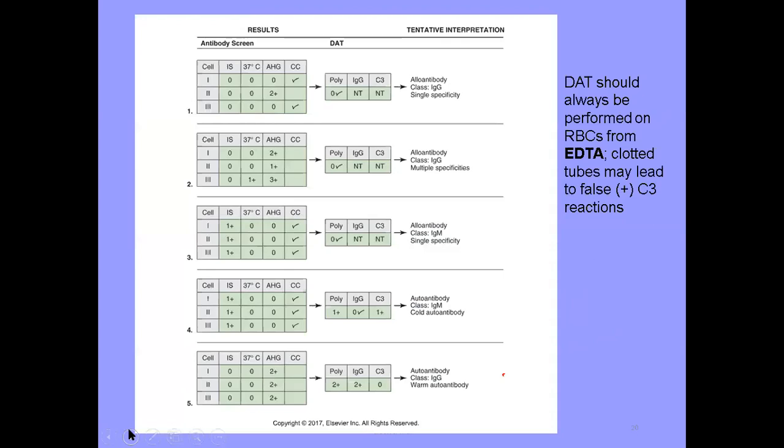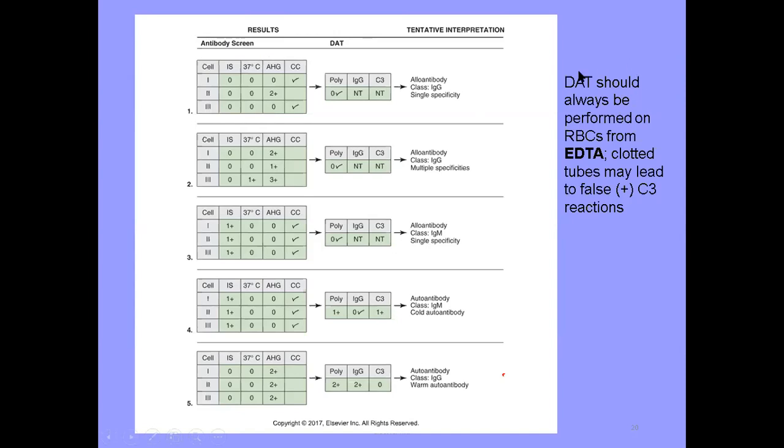So this is a nice table from our textbook. It's not labeled on the slide for some reason, but it's figure 8.2, if you want to look at it in the textbook. It's really nice because it shows some initial testing and tentative interpretations of what these results could possibly mean. So we're going to take a few minutes and review these. Before we get started, for each of these examples 1 through 5, we have a patient where an antibody screen was performed with 3 screening cells, and then they also did a direct antiglobulin test.